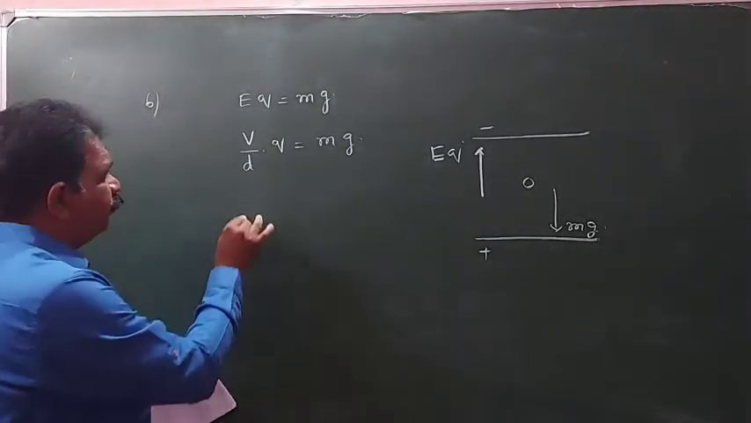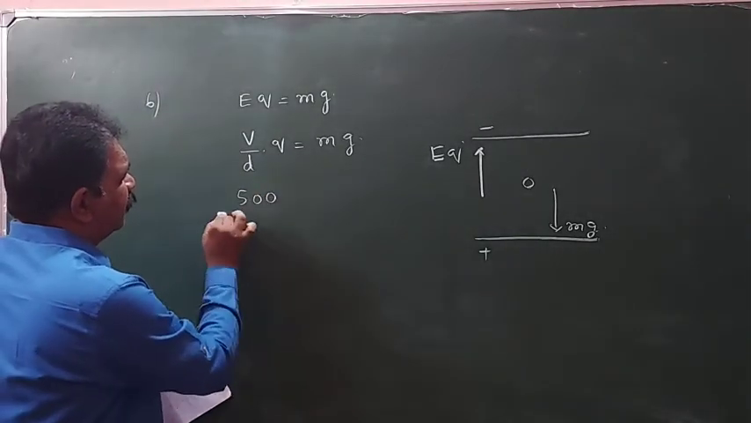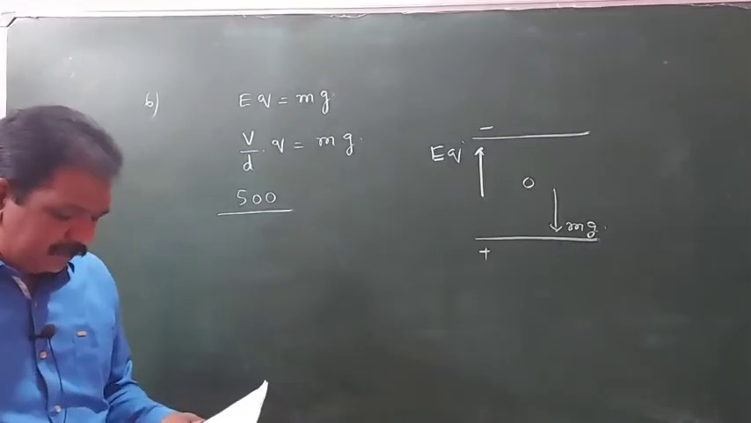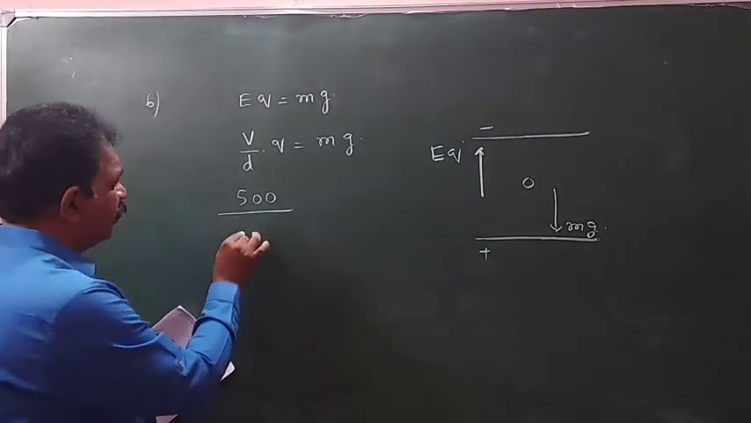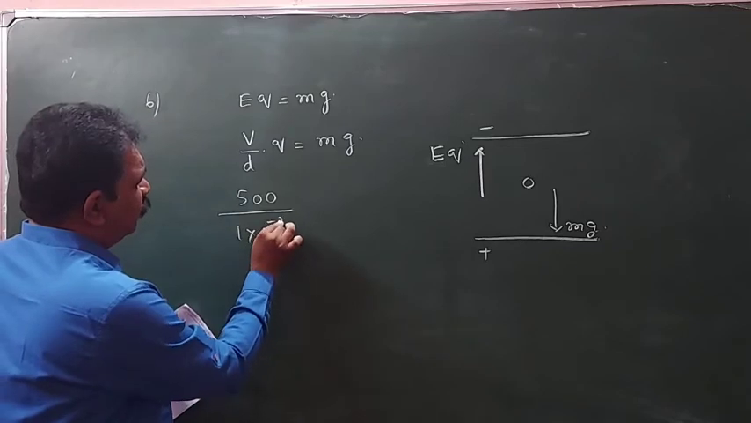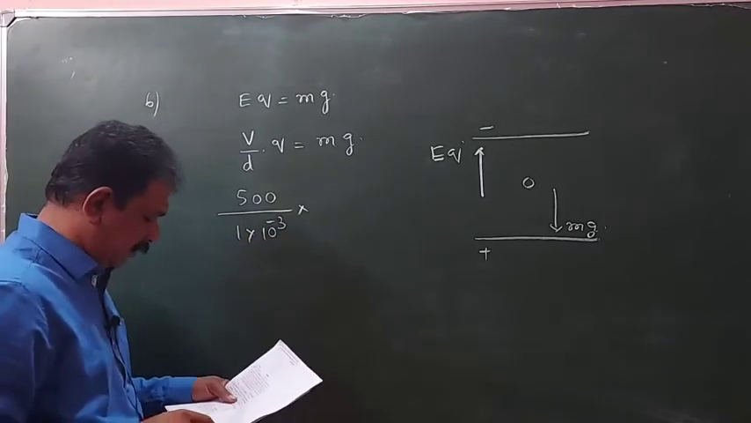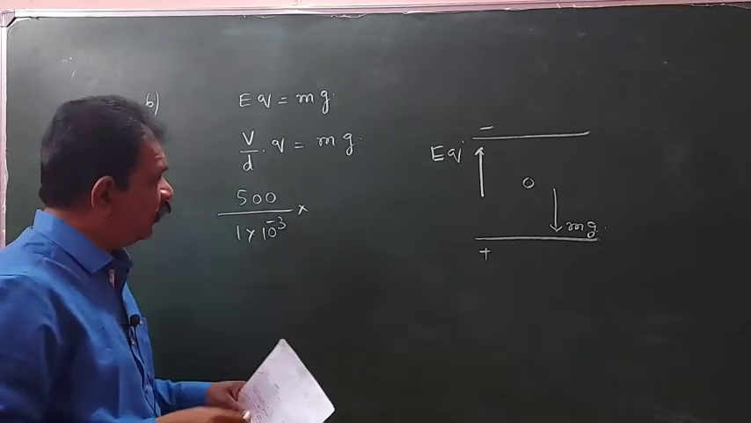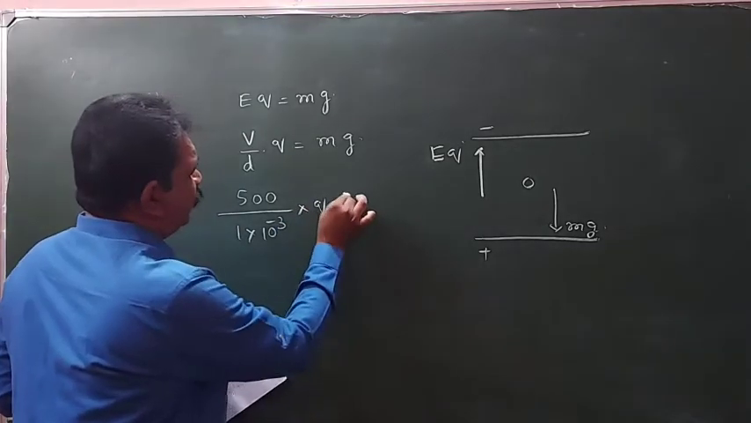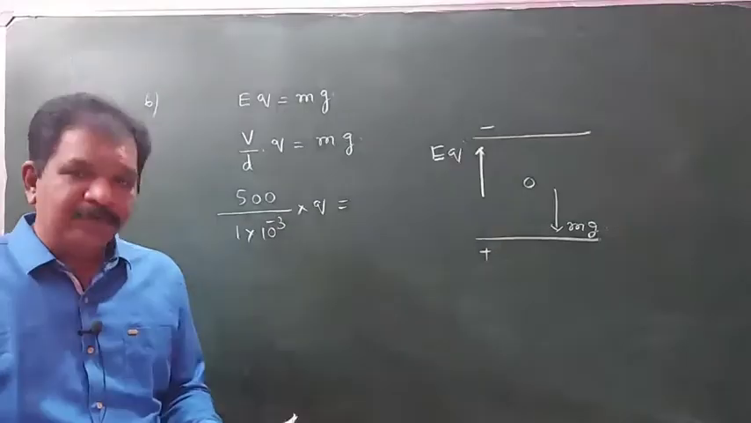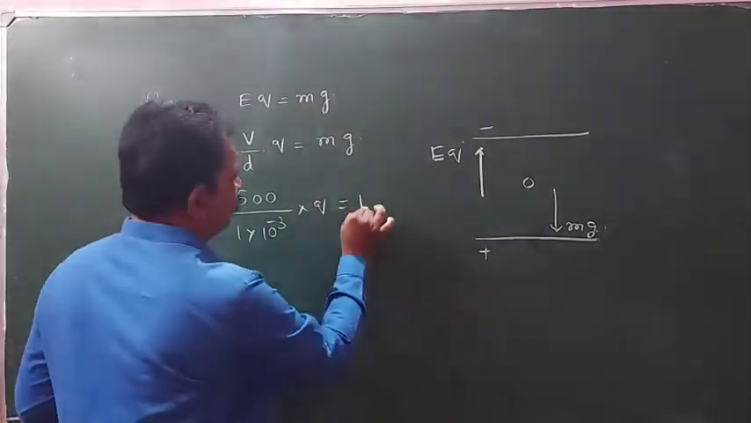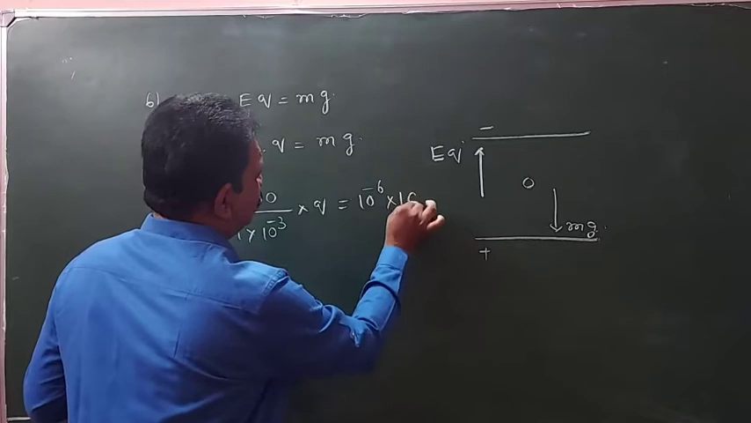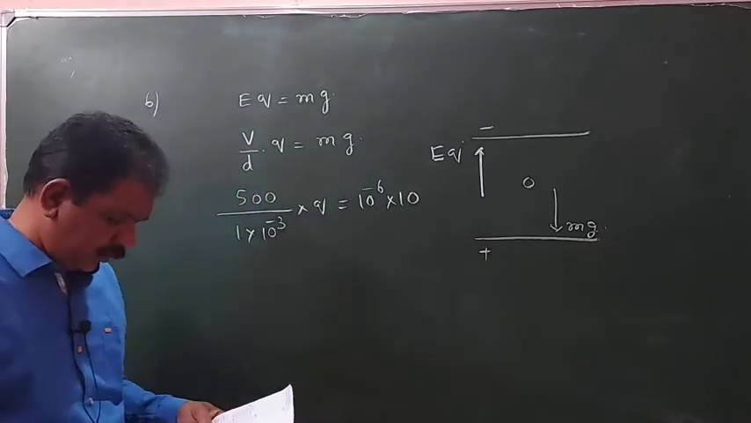V value 500. D value, distance between the plates, 1 mm, that is 1 into 10 power minus 3. Q value we have to find. M value, they have given as 10 power minus 6 kg. Take g as 10. Okay.